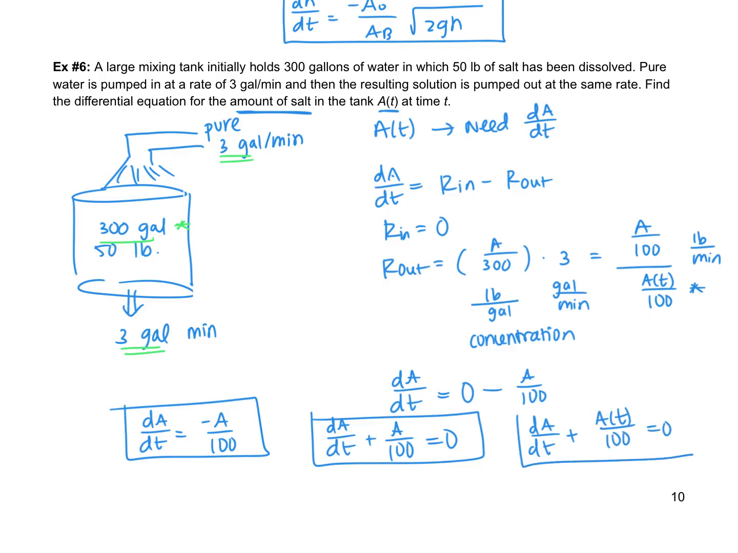And that's just showing that A is a function of time, which should make sense. As time is changing, the concentration is changing. And in this case, we do have the initial condition, right? So this is order 1. We only need one initial condition. So the amount of salt at time 0 is that 50 pounds that we started out with.